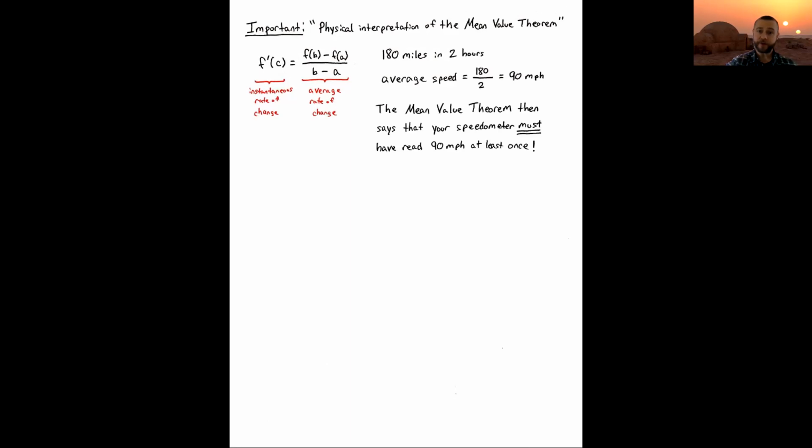Now, what the mean value theorem says is, since our average rate of change is 90 miles per hour, there must have been at least one time when our speedometer read 90 miles per hour. Either you're traveling 90 miles per hour for all 2 hours, or your speed or velocity is changing. There must have been at least one point in time where your instantaneous speed or velocity was 90 miles per hour.